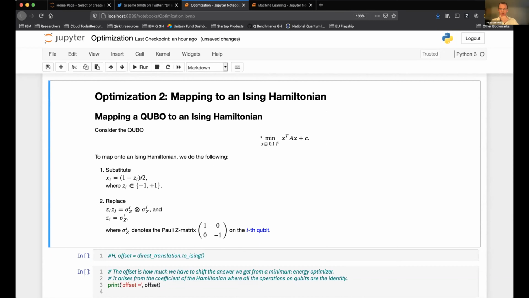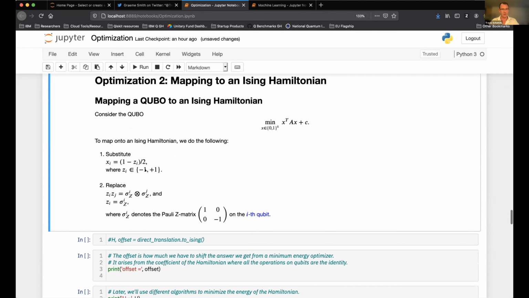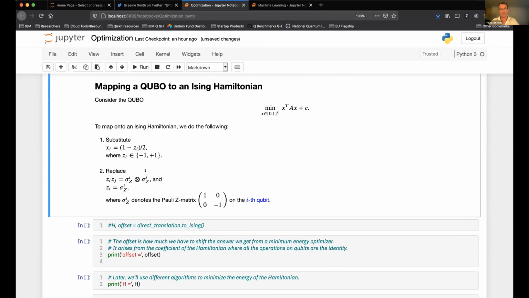So suppose that we have some QUBO. There's a pretty straightforward way to map this onto an Ising Hamiltonian, and it's to basically take each binary variable in the objective function and map it onto a qubit in a particular way. And so that's described here. Now, thankfully, this QUBO object inside Qiskit optimization has a direct to_ising method. And so we can actually just call it very simply, which is quite nice.